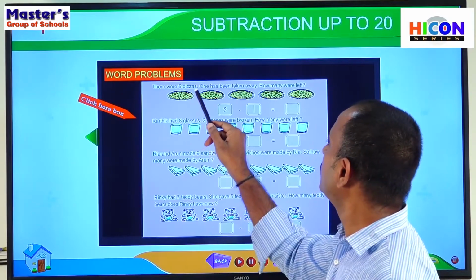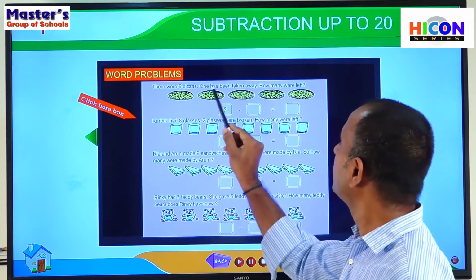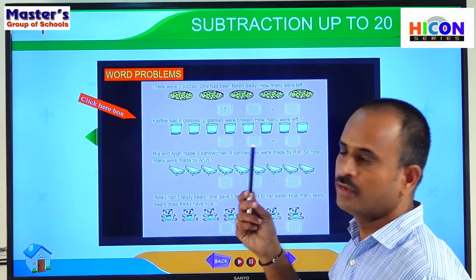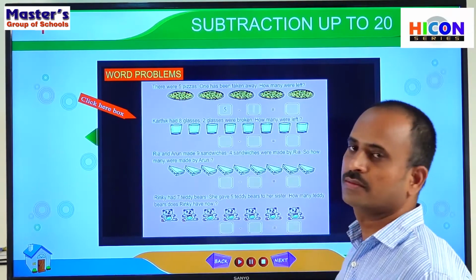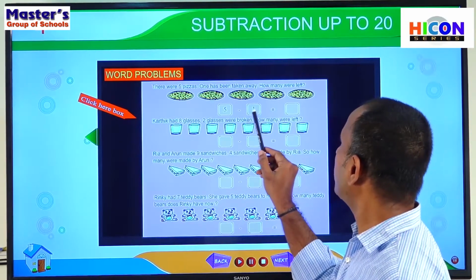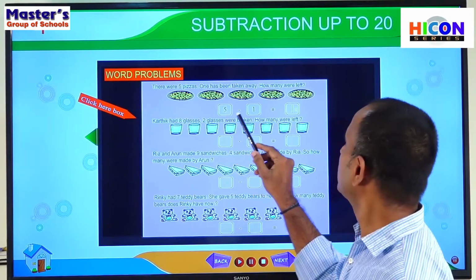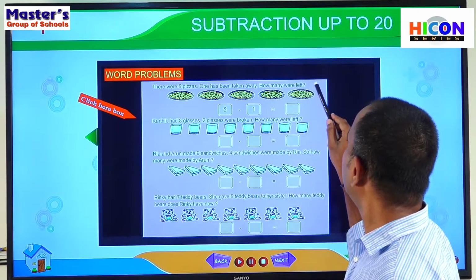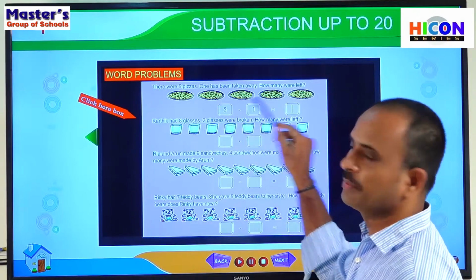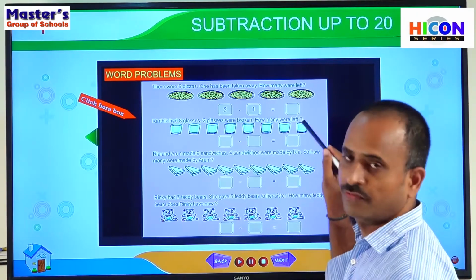So among 5 pizzas, how many pizzas are taken away? So 1 has been taken away. So write 1 in the second box. So 1 is subtracted from 5. That means if 1 pizza is taken away from the 5 pizzas, how many pizzas will be left there?